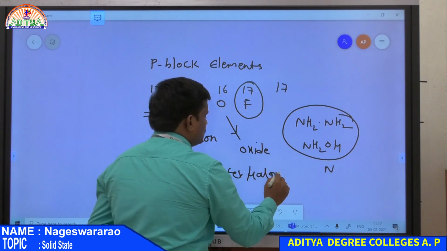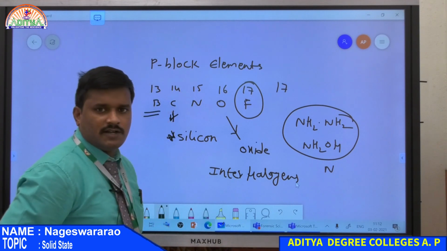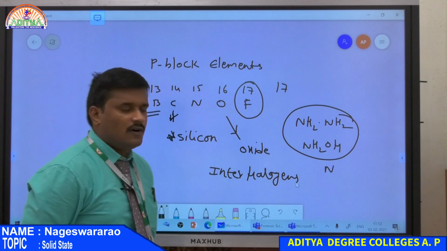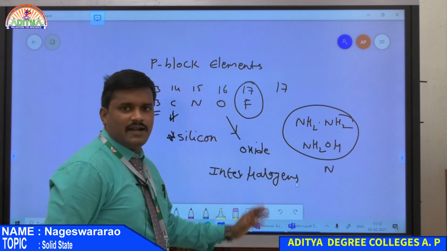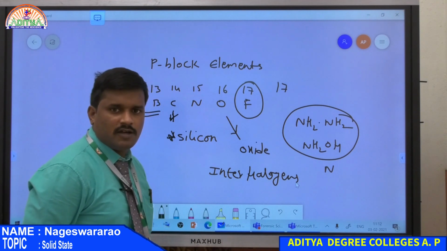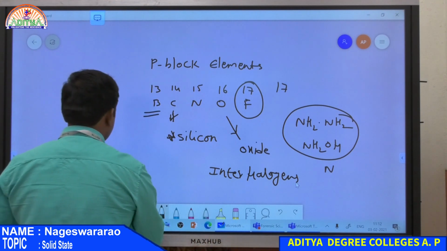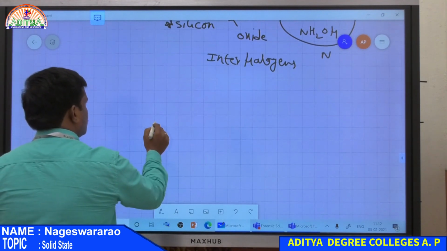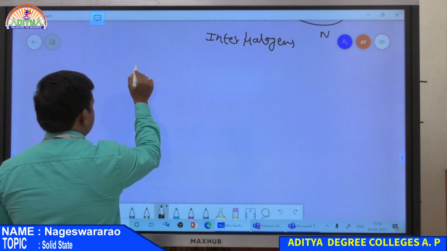So this unit contains groups of elements from 13 to 17 as well as physical properties, and finally compounds of all these elements and also structures. So this is the end of the unit 1 syllabus. Now I am going to start the second unit, that is physical chemistry. In this unit, the first topic is solid state.